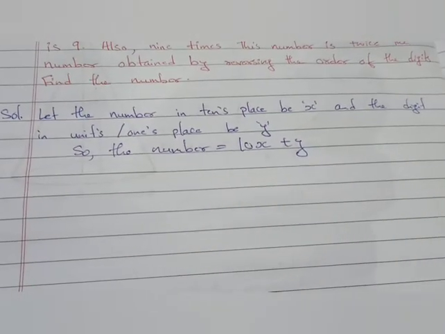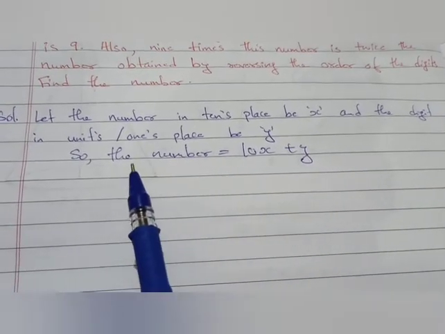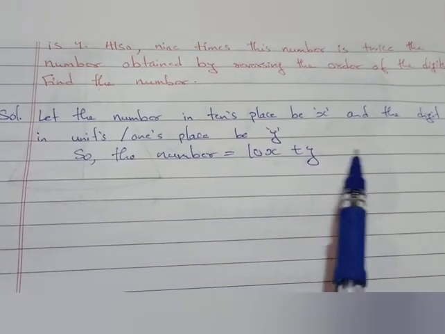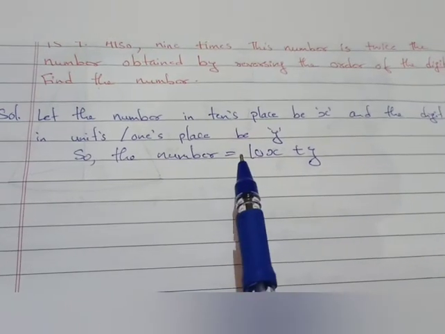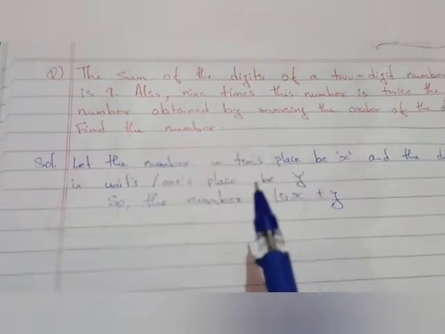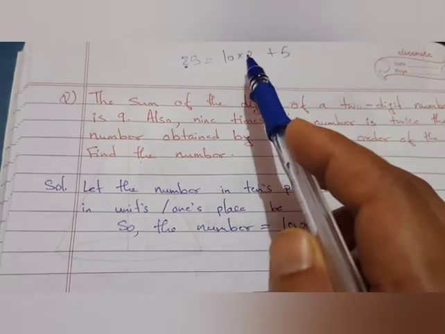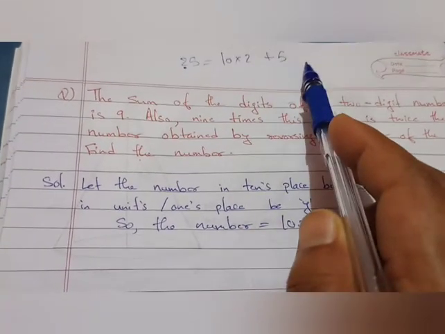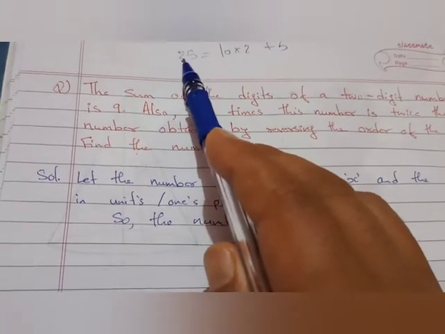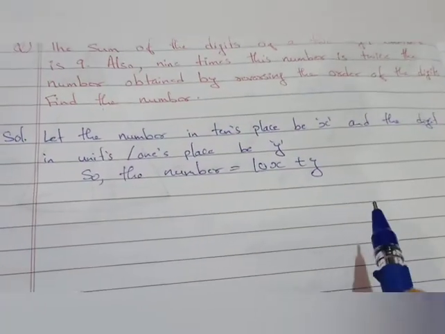Let's start our solution by assuming the digit in tens place to be x and the digit in units or ones place to be y. So our number will be 10x plus y. The digit in tens place will be multiplied by 10. Let's take an example to understand this. If our two-digit number was 25, then 25 when written in expanded form should be expressed as 10 into 2 plus 5. The digit in tens place, 2, should be multiplied by 10. The place value, 10 twos are 20, plus 5 gives us 25. So the number is 10x plus y.